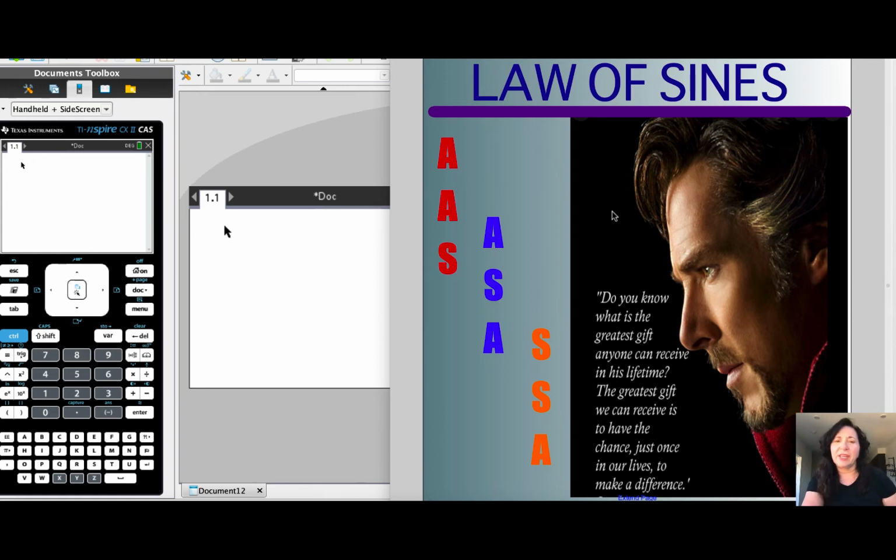Hi everyone, this lesson is on the law of sines, and we use the law of sines for solving oblique triangles. Mostly we're going to use it for triangles that have two angles and one side, and sometimes for triangles that have two sides and one angle that is not in between. So let's get started and see how we do.